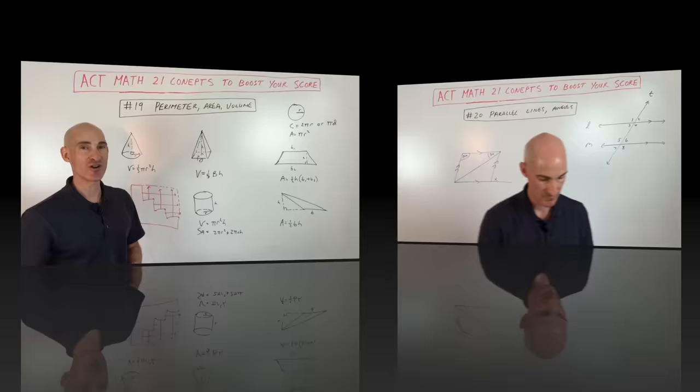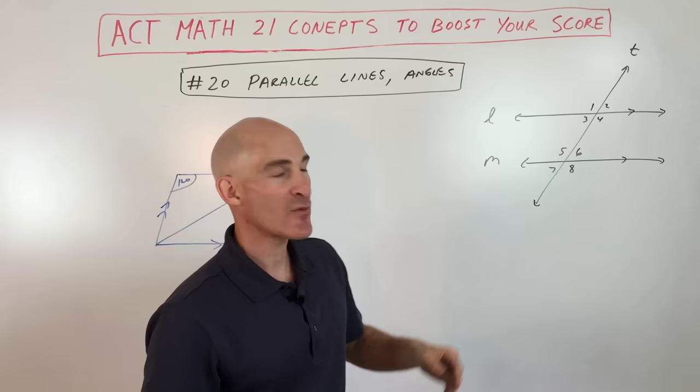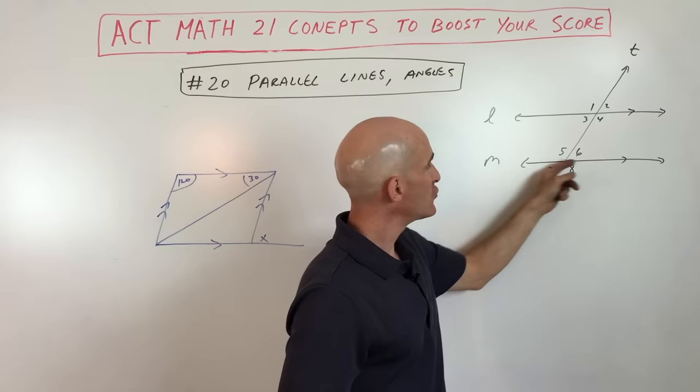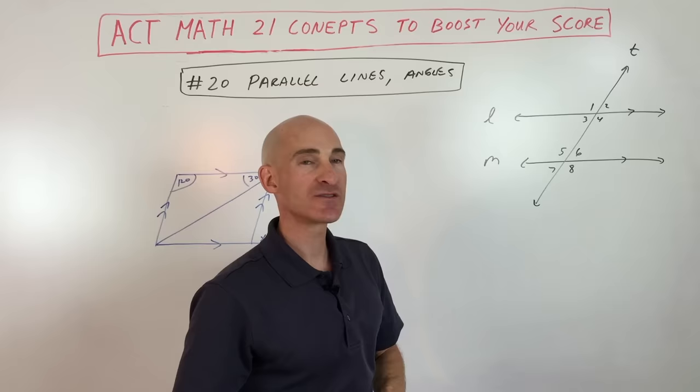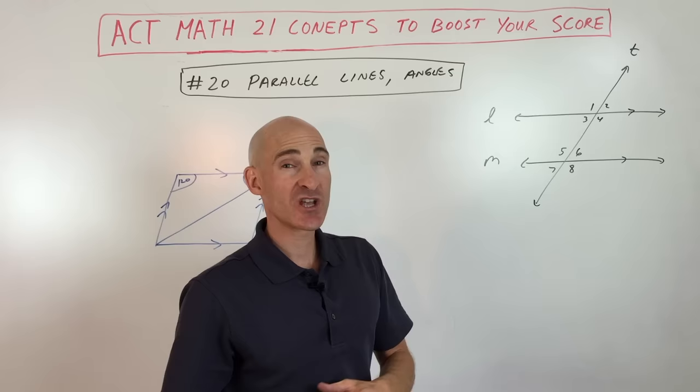Okay, number 20, we're going to talk about parallel lines and angles. So you probably remember this from your geometry class or your algebra class, where you have two parallel lines, and that's what these little arrows indicate, is that they're parallel, cut by a third line called the transversal, and there's eight angles that are formed. What you want to know are which angles are congruent, which angles are supplementary.